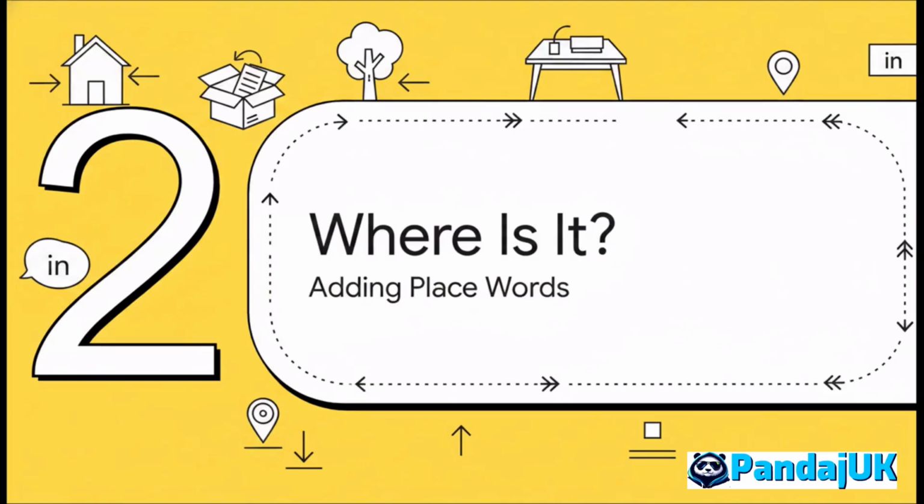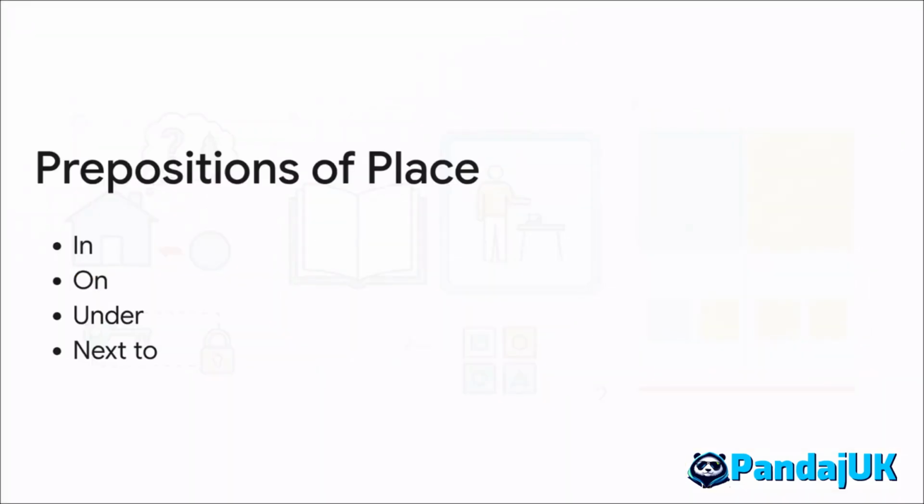Section 2, where is it? Adding place words. Now that we know how to say something exists, we're going to add details. We need to say exactly where it is using place words. Here are 4 foundational place words. We call them prepositions of place. Listen very carefully. In, on, under, next to. Give yourself a second to think about what these words sound like and what they might mean.